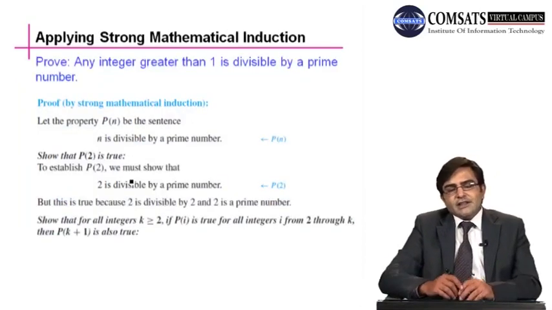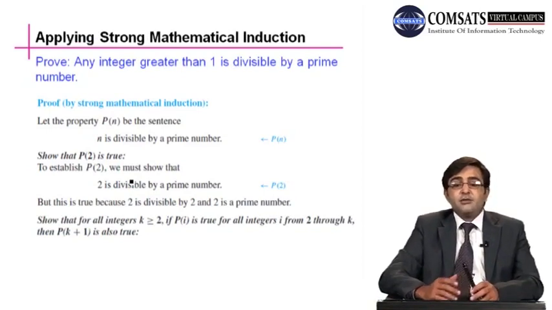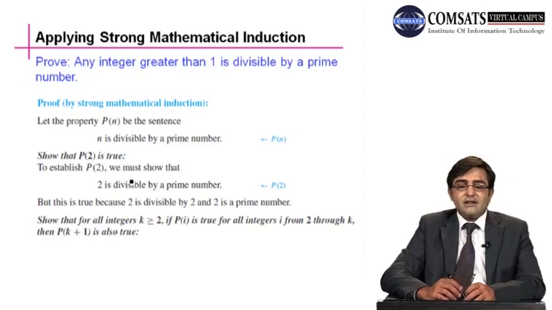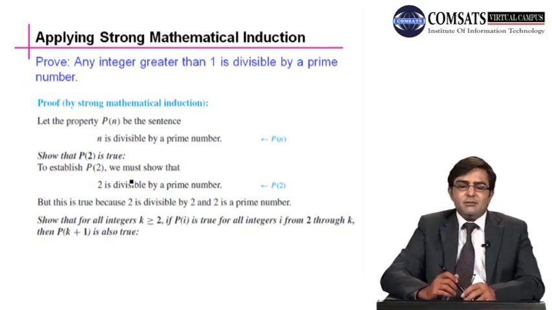An example of this, we have to prove that any integer greater than 1 is divisible by a prime number. So we have to prove it by using strong mathematical induction. So let the property P of n be the sentence n is divisible by a prime number for all n greater than 1.